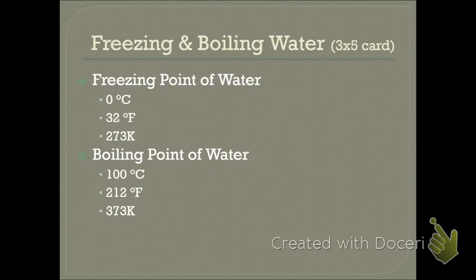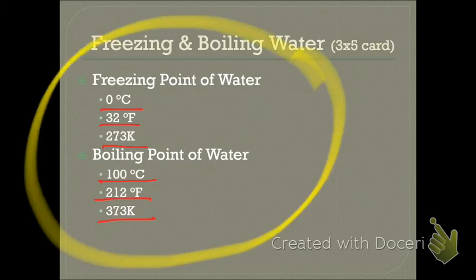The freezing point of water is 0 degrees Celsius, 273K. Rarely do we use Fahrenheit in chemistry, but in case you do, it'll be 32 degrees Fahrenheit. The boiling point of water is 100 degrees Celsius. Add 273 and you get 373K. And again, just so you can know, it is 212 degrees Fahrenheit. Make sure that you know your degrees Celsius and your Kelvin for boiling, your degrees Celsius and your Kelvin for freezing. Make sure you know all of those.